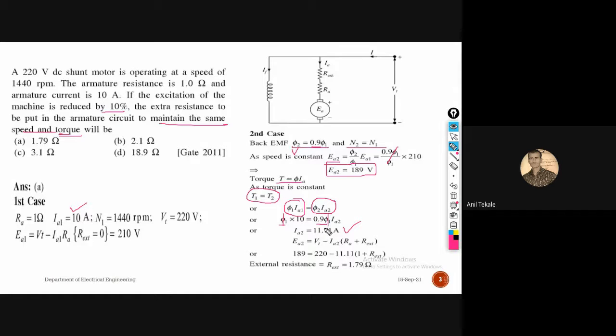Then the next point: we got the value of EA2, and we got the value of Ia2.